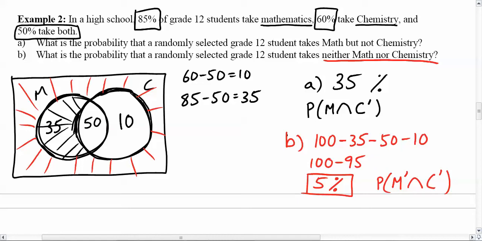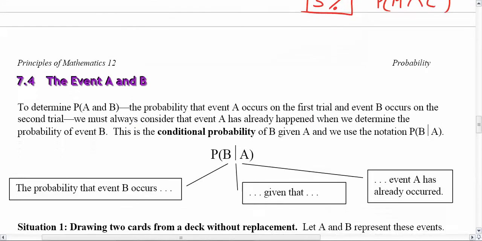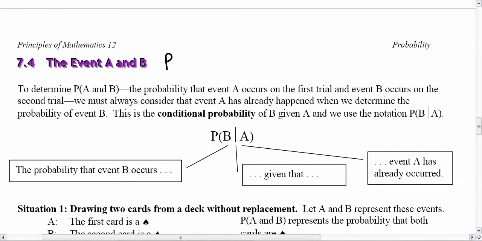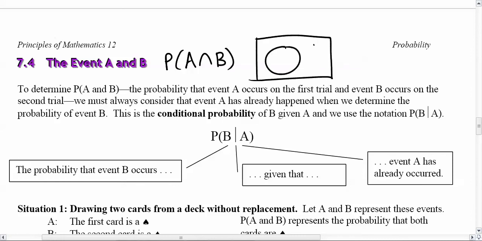Okay, we can turn over to section, it should be 6.4, where we have the event A intersects B, also known as the event A and B. So that's this part of the Venn diagram. With this section, we're going to look at the possibility of having more than one event. So it could be two separate events.